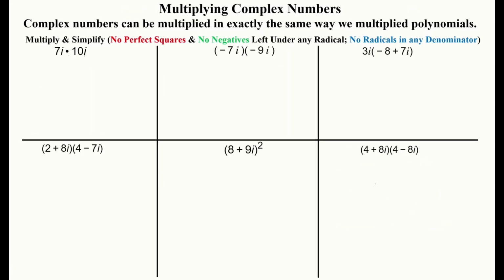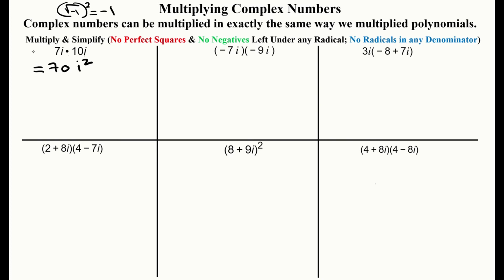Okay, now let's look at multiplying complex numbers. And that's actually quite simple too, because we can multiply them exactly the same way that we multiplied polynomials. We use the same kind of skills. So for example, in this first problem, we can just multiply the 7 by the 10 and get 70. And of course, i times i will give us i squared. Now we remember that i squared just means the square root of negative 1 squared, which of course is negative 1.